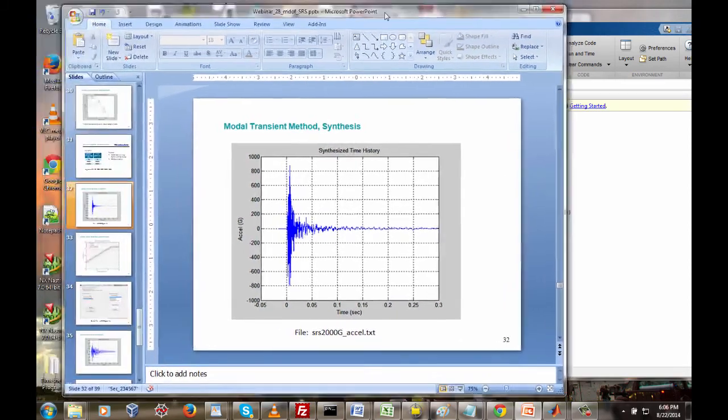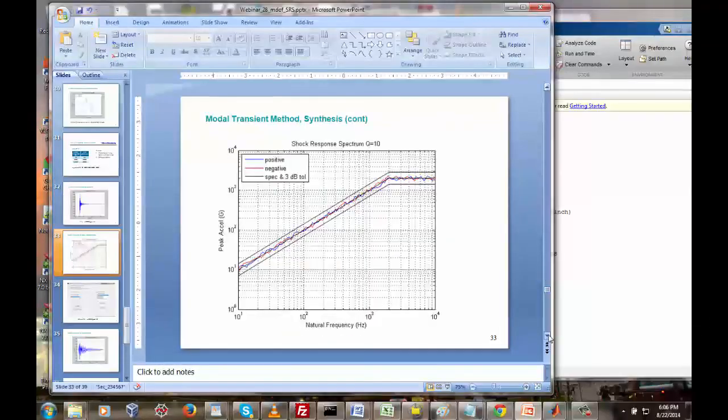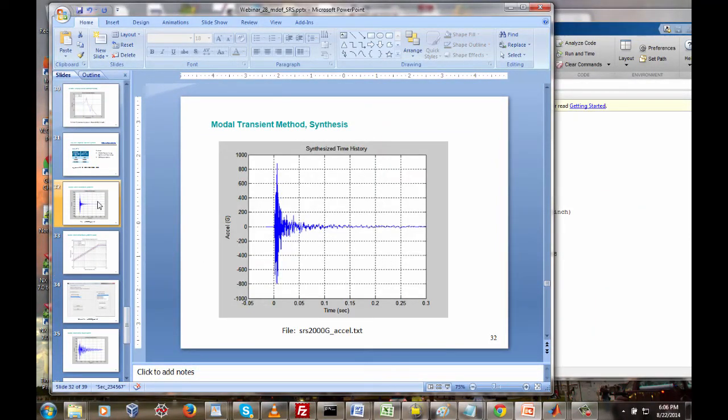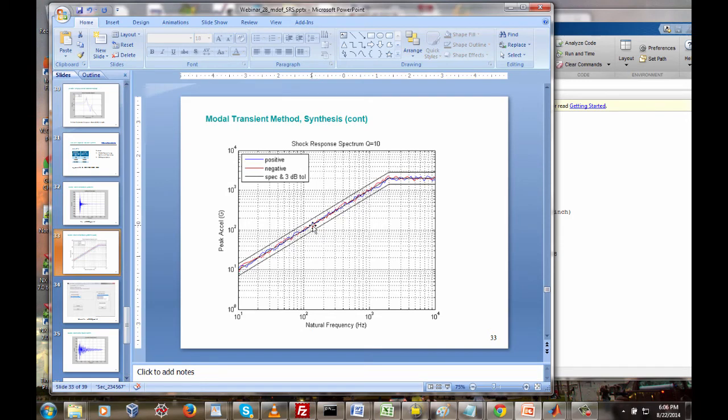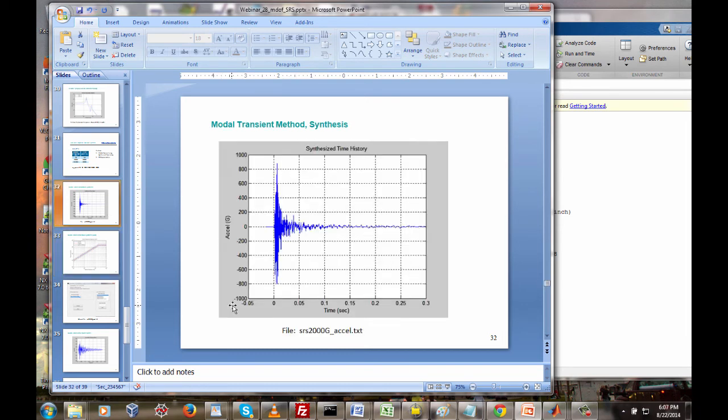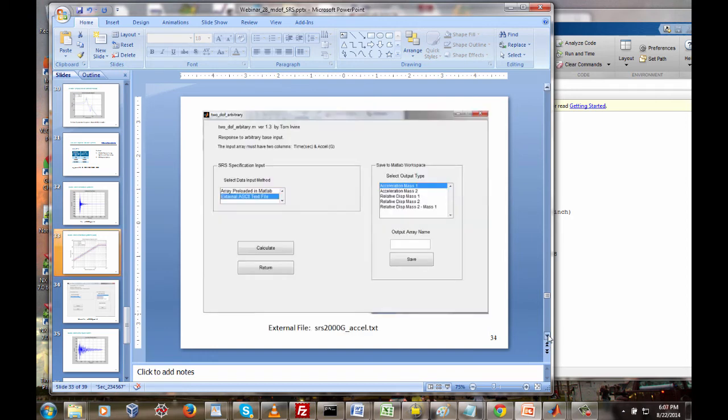So back to the PowerPoint slides, and I think I've just got some things you've seen before here. So this was our synthesized pulse. Oh, I should have showed this to you. Better late than never. Shock response spectrum, Q is equal to 10. Peak acceleration G, natural frequency in hertz. This is the SRS of our synthesized time history, which we've already used. And you can see it's pretty close to the nominal specification across all natural frequencies. And then we have the plus and minus 3 dB tolerance bands. So the positive and negative are well within the plus and minus 3 dB tolerance bands for that pulse. So this pulse was good to go for the base excitation, which we've already run at this point.